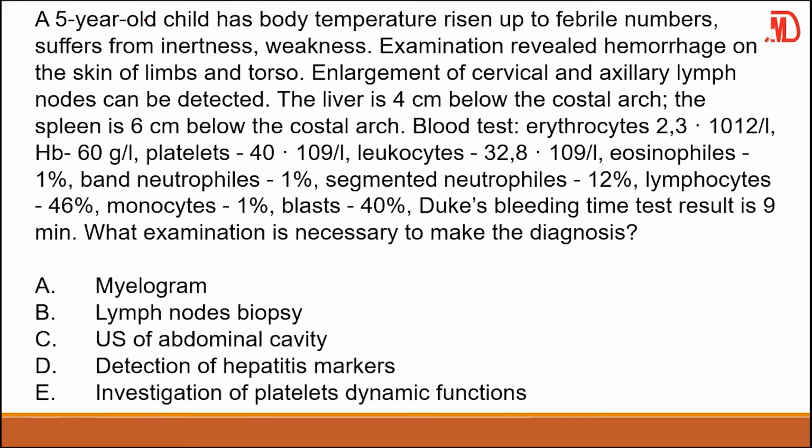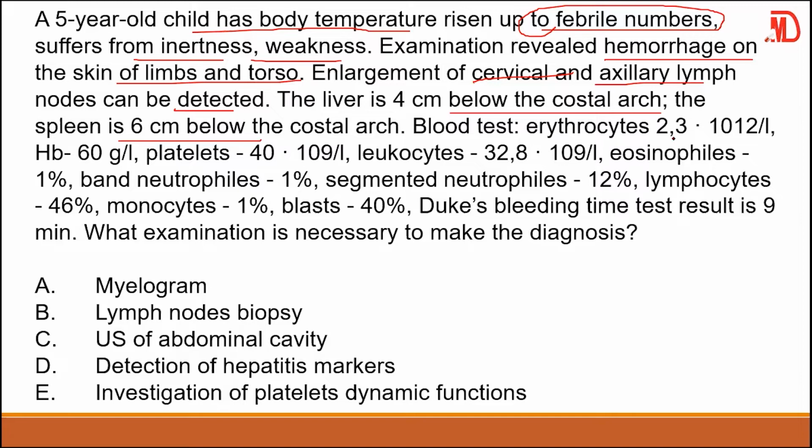So we have a 5-year-old child whose body temperature has risen to febrile numbers. He suffers from inertness and weakness. Examination revealed hemorrhage on the skin of the limbs and the torso. Hemorrhage, that's bleeding. There's enlargement of cervical and axillary lymph nodes; they can all be detected. The liver is 4 centimeters below the costal arc. The spleen is 6 centimeters below the costal arc, meaning there is hepatosplenomegaly.